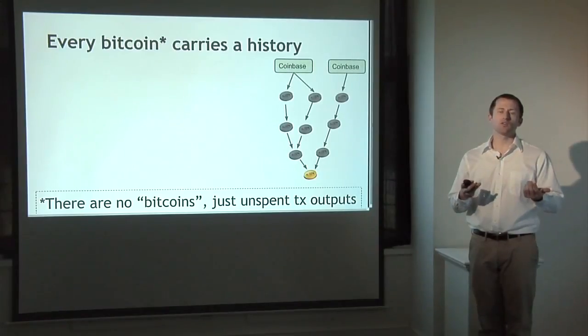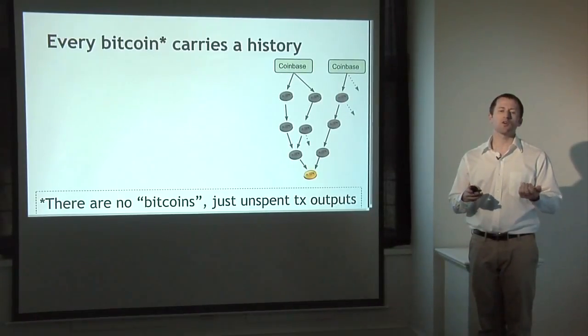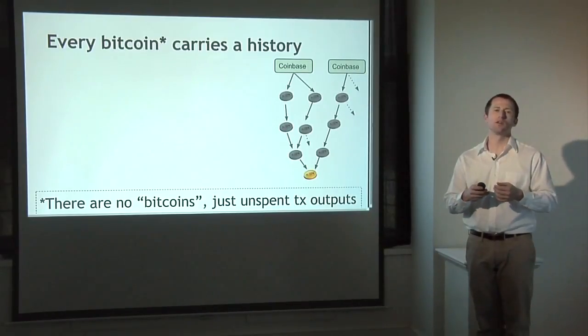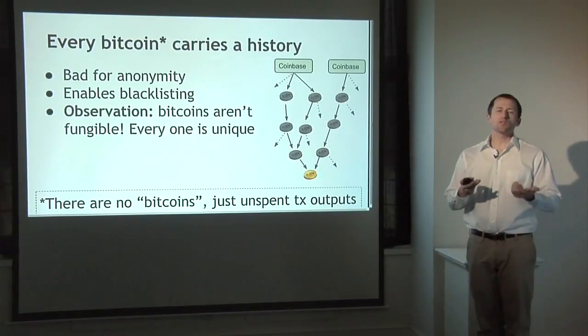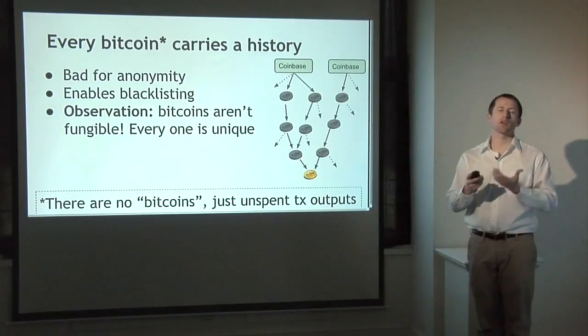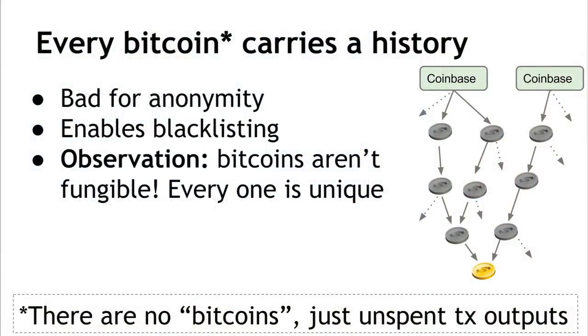In fact, for any Bitcoin, you can trace its history all the way back to some Coinbase transactions when coins were originally minted. And of course, there will be a bunch of other transactions that branch off that aren't included in this final Bitcoin. But every Bitcoin has this history that it carries around with it. And as we've said, and as we spent a whole lecture discussing, this is bad for anonymity because you can try and track ownership of coins. And it also potentially enables blacklisting. If you want to blacklist coins owned by a specific person, you can do so using the fact that history is maintained as coins move around.